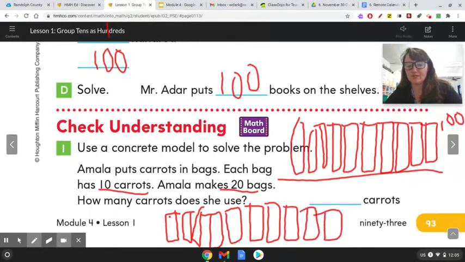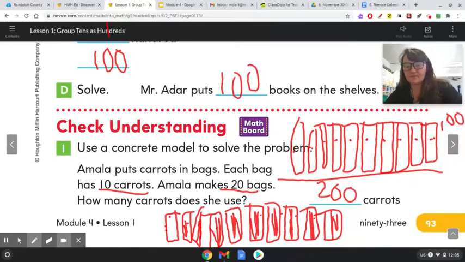Now let's count how many total we have. 1, 2, 3, 4, 5, 6, 7, 8, 9, 10, 11, 12, 13, 14, 15, 16, 17, 18, 19, 20. We have our 20 bags. So if we count by tens now, 10, 20, 30, 40, 50, 60, 70, 80, 90, 100, 110, 120, 130, 140, 150, 160, 170, 180, 190, 200. So it turns out that's 200 carrots that they have.